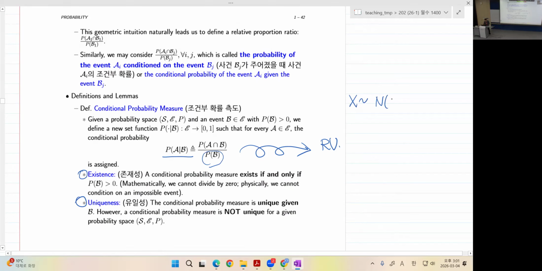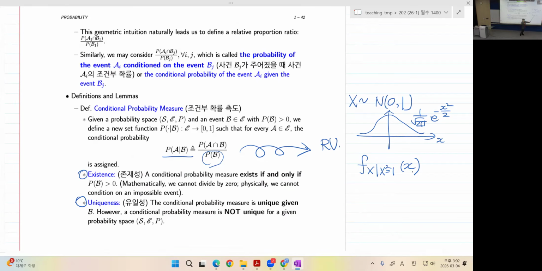Suppose random variable X is standard normal. Many of you already know this. The PDF is Gaussian, a bell-shaped curve. Now, what is the conditional probability density function of this normal random variable when the event X squared equals 1 is given? I didn't teach this, but you know that this event has probability 0. But how can we define this one? That is a kind of spoiler, so you think about it.